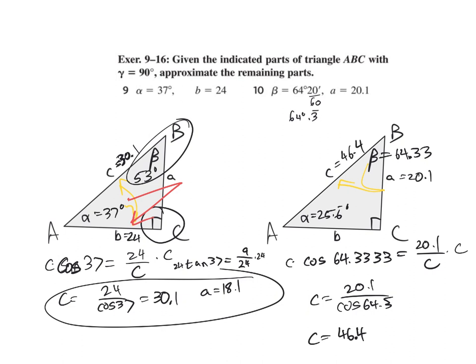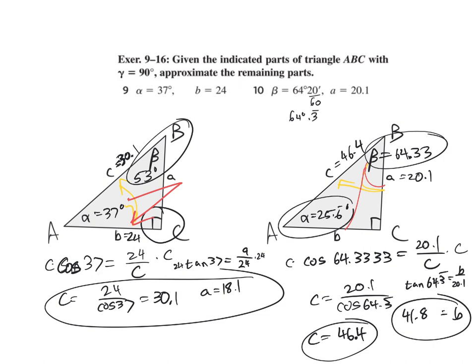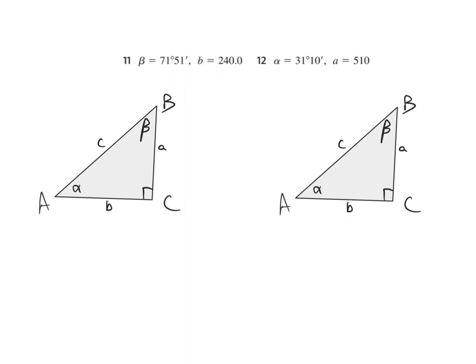Then we'll use the adjacent leg and the opposite leg, so tangent. Let's do the tangent of 64.3 repeating equals the opposite leg over the adjacent leg. So we're going to take 20.1 times the tangent of 64.3 repeating, and we'll get 41.8. So there are all the values that you needed to get. Number 11, convert the 51 by dividing by 60. So 51 divided by 60 is 0.85.